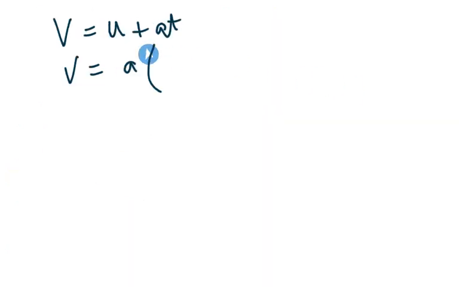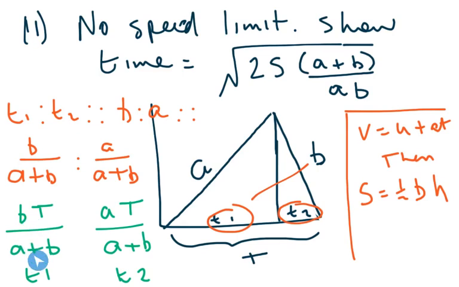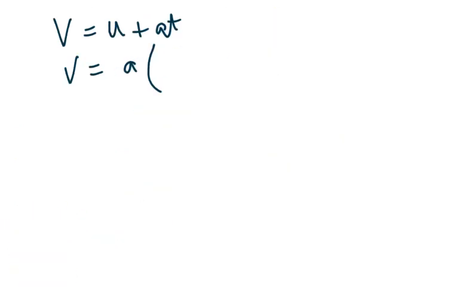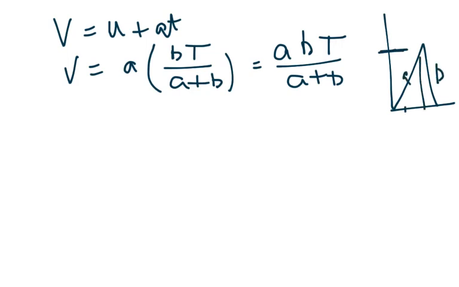So V is equal to U plus AT. Well, U is 0, A is equal to A. Let's go back and see what T was. T was equal to BT over A plus B. And that's equal to ABT over A plus B. Okay, so that's our velocity. So we had this function like this. We now have our velocity here. We have A here, we have B, and we have T1, T2, and the whole thing was T.